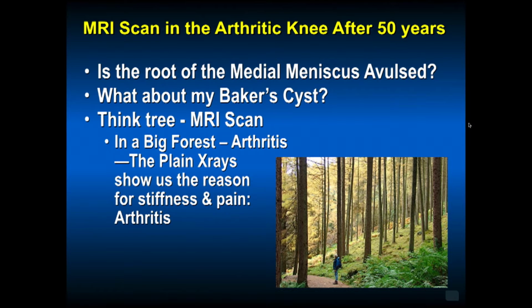So think about the forest and the trees. The trees are the MRI scan, but in the big forest, the plain X-rays show us the amount of arthritis. And that shows us the reason for the patient's pain and stiffness is arthritis. And arthritis wins over the meniscus tear. So if they have that significant arthritis, it really doesn't matter what the MRI scan shows us.